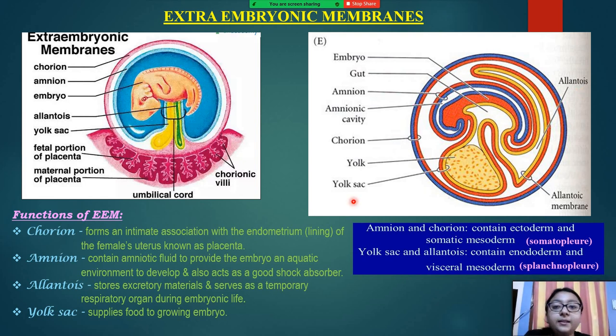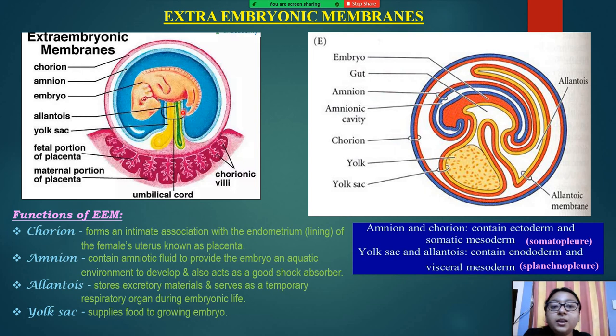So next is the extra-embryonic membrane. The embryo must be protected since it's a very delicate structure. So the embryo is covered by certain membranes which are known as extra-embryonic membranes. We have 4 extra-embryonic membranes here: chorion, amnion, allantois, and yolk sac. All of these have different specific functions, and they are formed at different locations from the embryo, and they perform certain functions of their own which are very important in the development of the embryo.